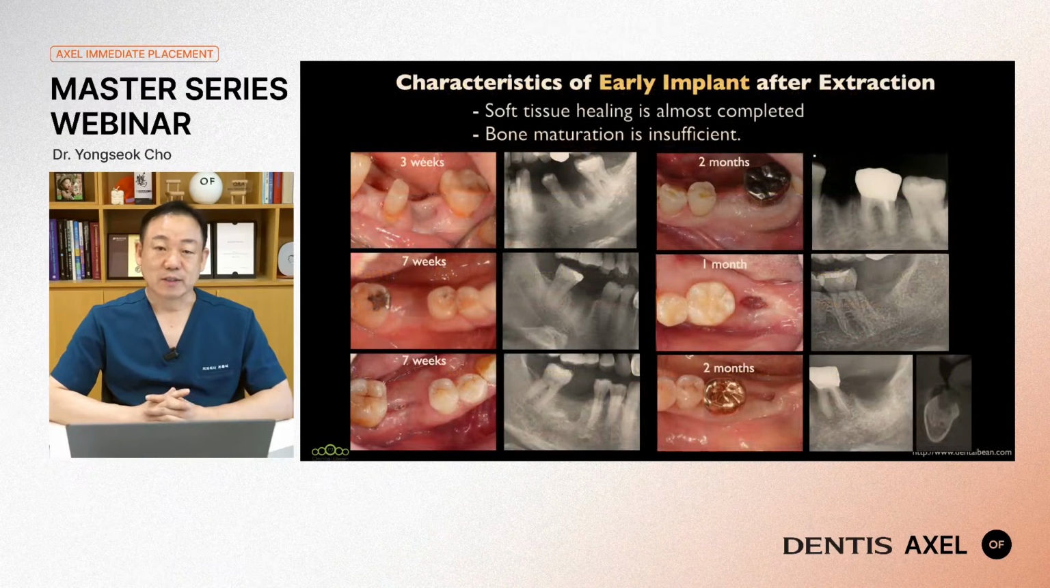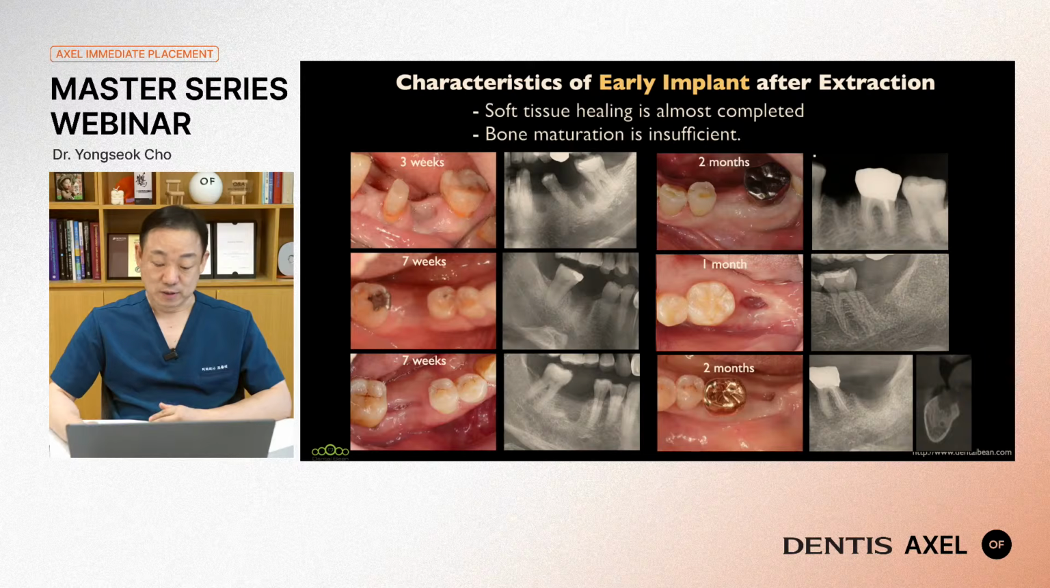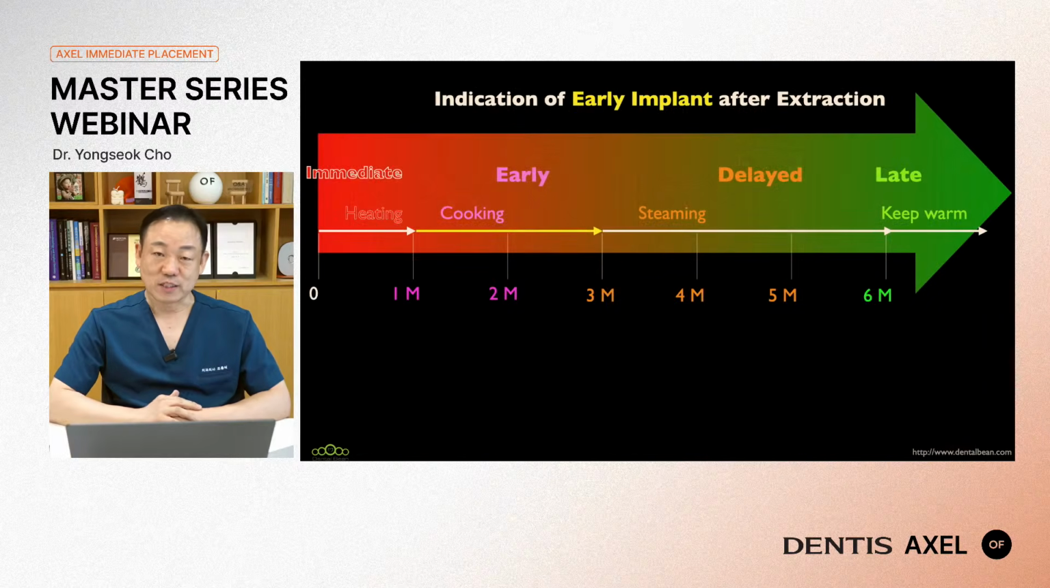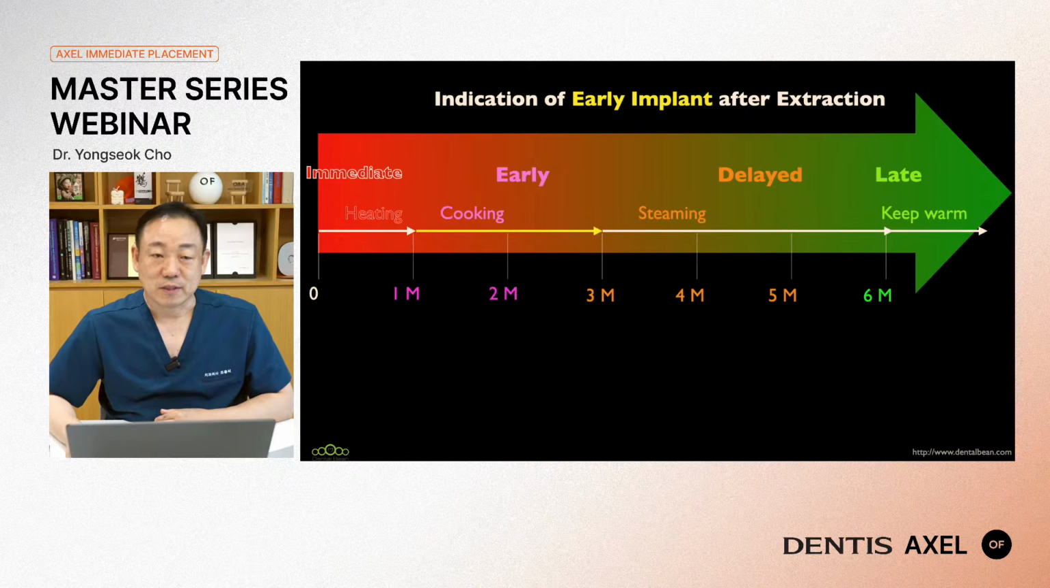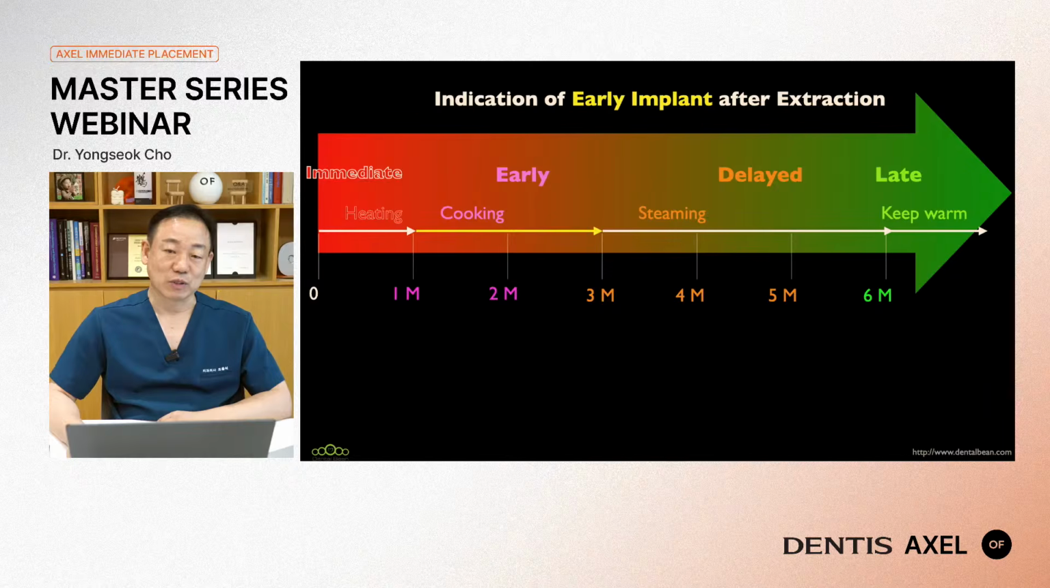What are the characteristics of early implant after extraction? In this time, within 3 months after extraction, soft tissue healing is almost completed. However, bone maturation is insufficient. Then, what is the indication of early implant after extraction? Many dentists like to place implants at this stage, about 1 to 2 months after the extraction.